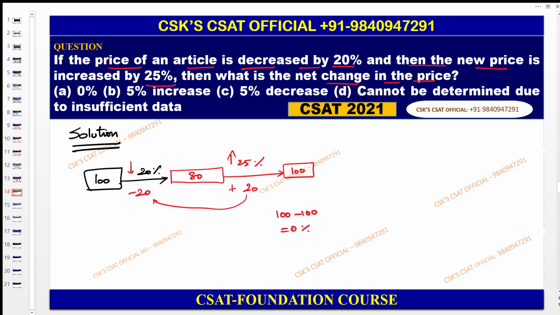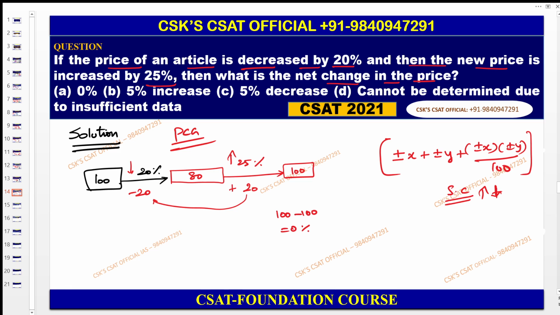This is also fine. You can use the successive increase and successive decrease concept also: plus or minus x plus or minus y plus or minus x into y by 100. Few people use this successive increase or decrease. This is also fine. You can use the PCG method also. Learn and solve with this method, very important. Now next question. Anybody having a doubt? No.